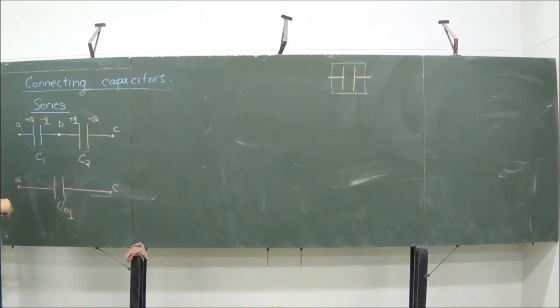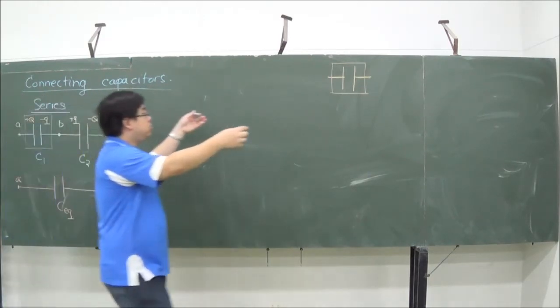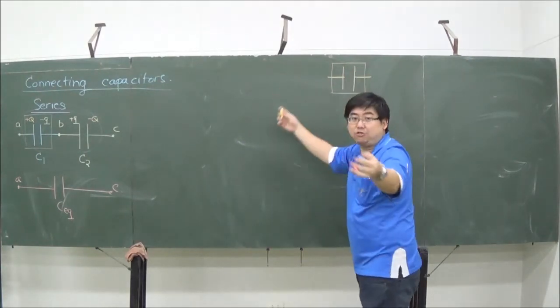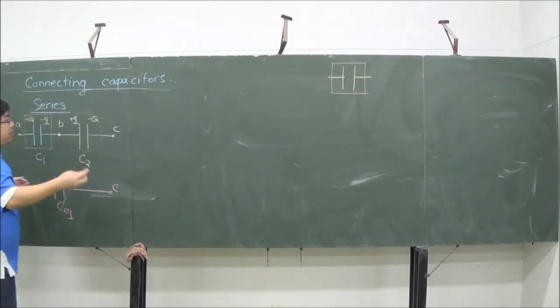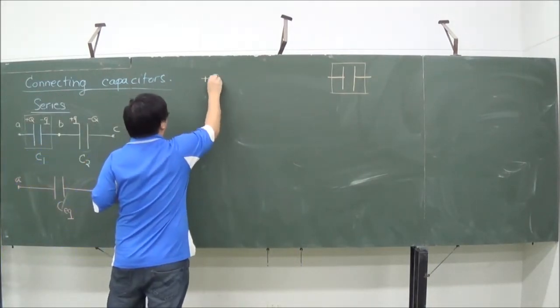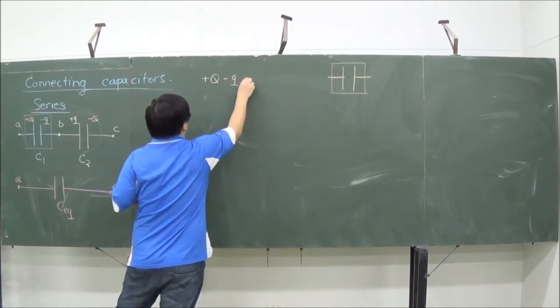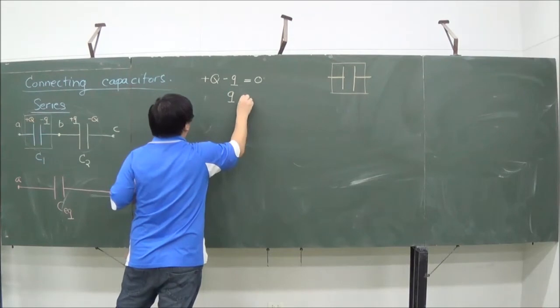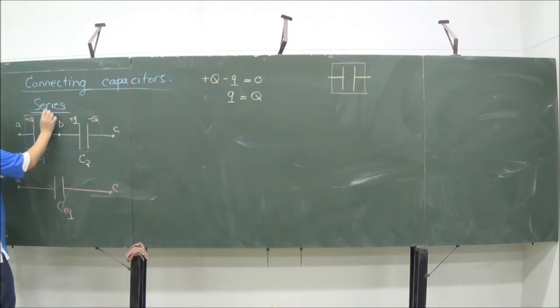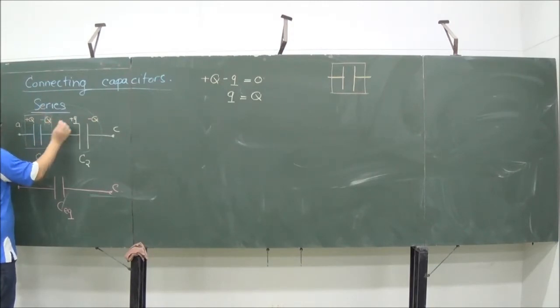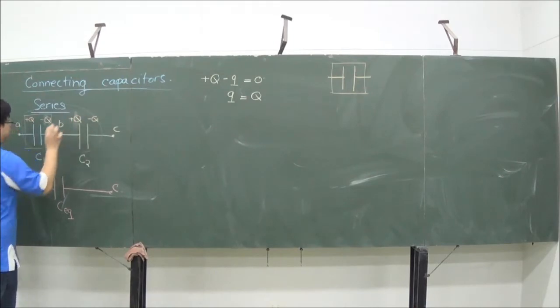Next, if I'm enclosing this capacitor by this box, we know that there is no electric field outside, so the net electric flux must be zero. That means the charge on these two plates must also sum to zero. So we've got plus Q minus small q equal to zero. This means that small q equals the big Q. So actually, I can change this charge to big Q and this charge to big Q.